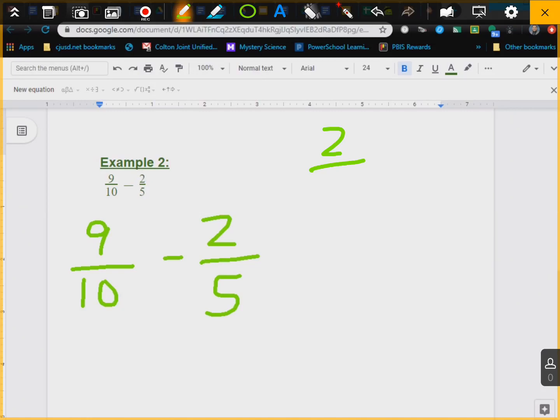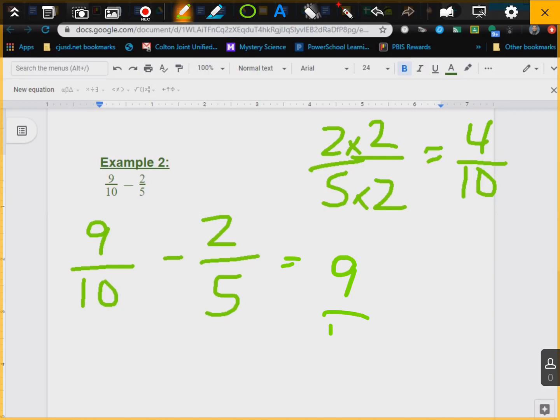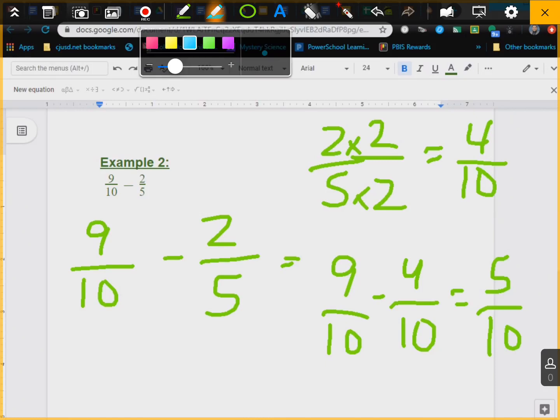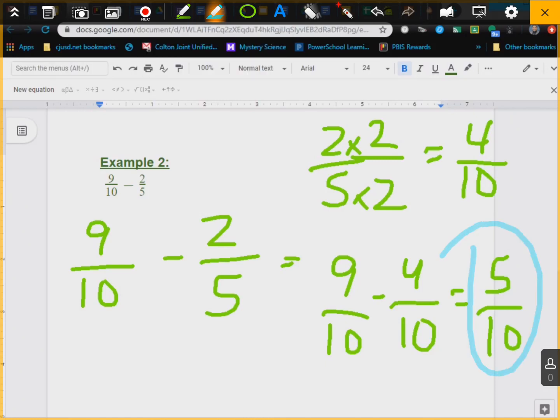So I'm going to take 2 over 5. I'm going to multiply the 2 by 2 and the 5 by 2. And that's going to get me 4 over 10. Now I have a common denominator. I have 9 over 10 minus 4 over 10, which equals 5 over 10. Now, 5 over 10 could be your final answer, but if they ask you to put it in simplest form, it's not simplified because you could still take a number out of both the 5 and the 10.